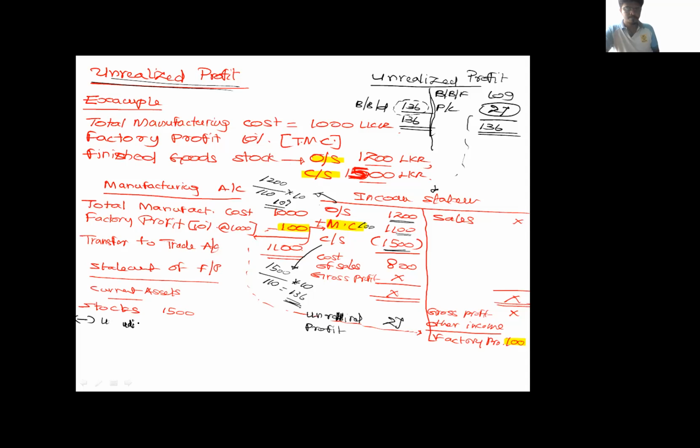Unrealized profit 136. එතකොට මේ 1500 ඇතුලේ තියෙන unrealized profit එක අපි අඩු කරලා පෙන්නන්න ඕනේ. Current assets පෙන්නනකොට මේ ගාන තමයි දාන්න ඕනේ. මූල තත්ත්ව ප්‍රකාශ. In statement of financial position, this is what we should show. Okay, now I will give an example. You should do that.